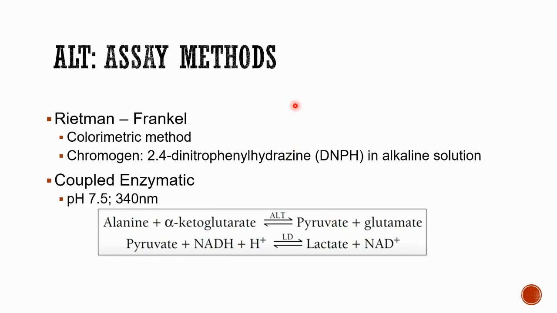So we have different assay methods for ALT. We can use the Rietmann-Frankel. This is a colorimetric method. And then coupled enzymatic, which utilizes a pH of 7.5 at 340 nanometer.